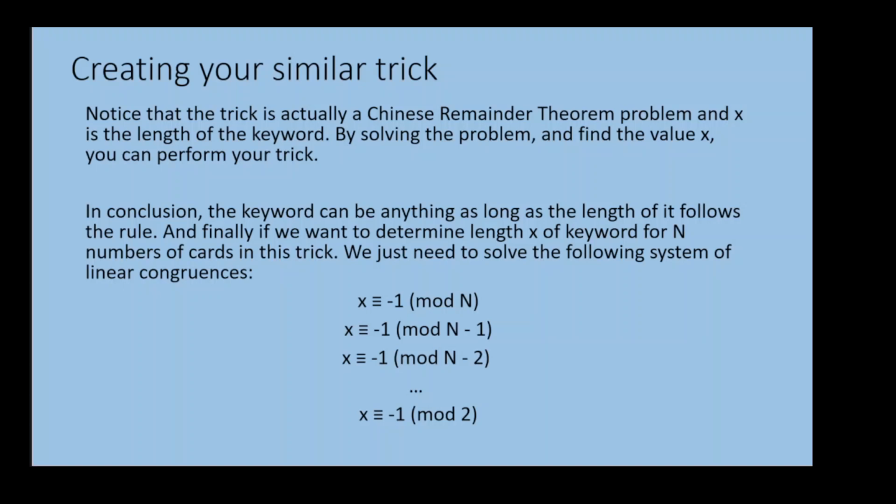And finally, if we want to determine the length x of the keyword for big N numbers of cards in this trick, we just need to solve the following system of linear congruences. x is congruent to -1 mod N, x is congruent to -1 mod N minus 1, down to x is congruent to -1 mod 2.